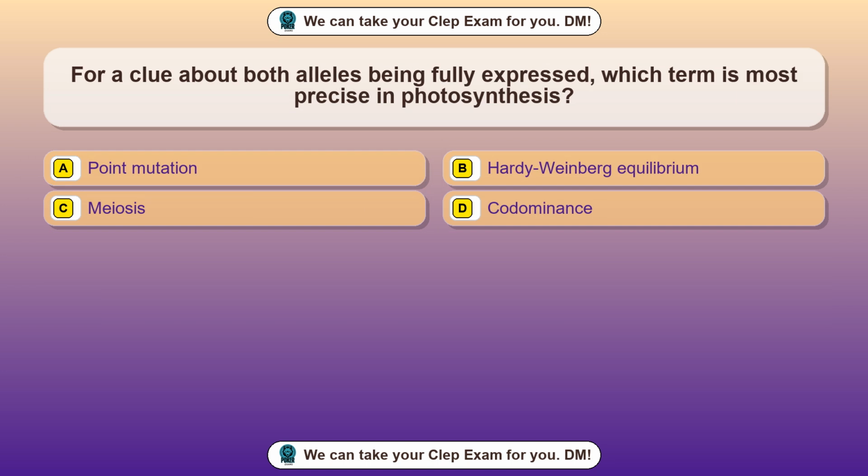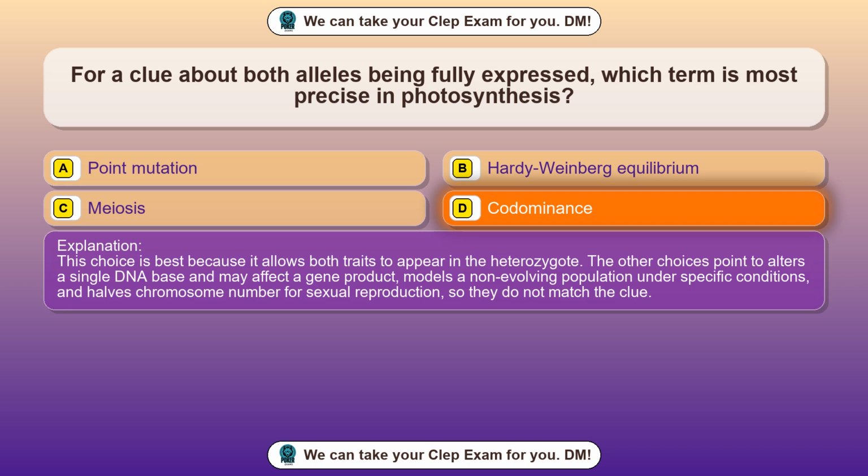Question 58. For a clue about both alleles being fully expressed, which term is most precise in photosynthesis? Option A, point mutation. Option B, Hardy-Weinberg equilibrium. Option C, meiosis. Option D, codominance. The correct answer is option D, codominance. This choice is best because it allows both traits to appear in the heterozygote. The other choices point to alters a single DNA base and may affect a gene product, models a non-evolving population under specific conditions, and has chromosome number for sexual reproduction, so they do not match the clue.